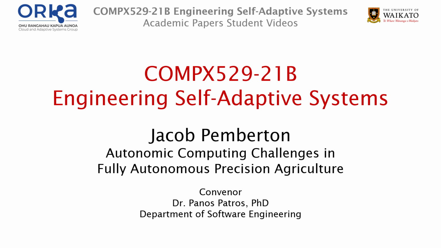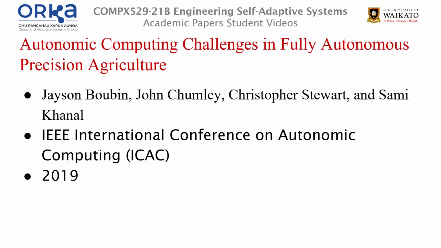I will be reviewing the paper Autonomic Computing Challenges in Fully Autonomous Precision Agriculture. I will discuss the main points of this paper, its relevancy, and give some critique as to the limitations found in the paper. This paper was published in the International Conference on Autonomic Computing in 2019.